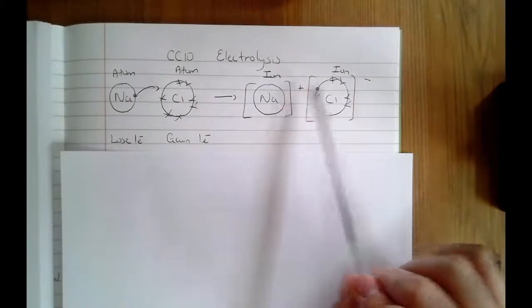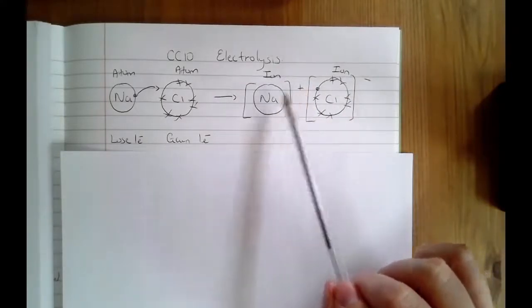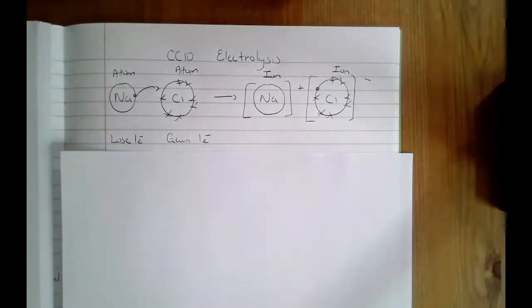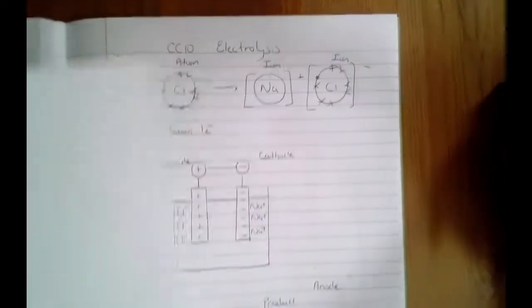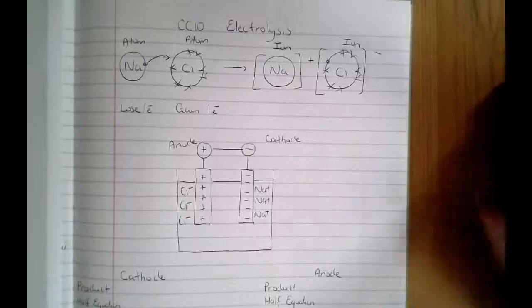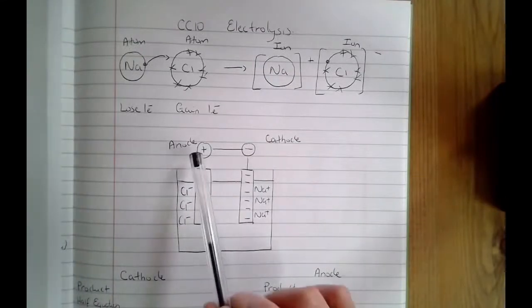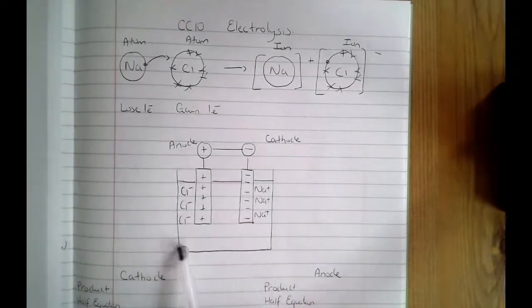You'll also see that as ions, they have charges. Sodium has lost an electron and is positive. Chlorine has gained an electron and is negative. And we looked at the use of electrolysis to separate these ions. So we connect our electrodes to a battery, one to a positive end, one to a negative end. We insert those electrodes into a liquid form of our ionic compound.